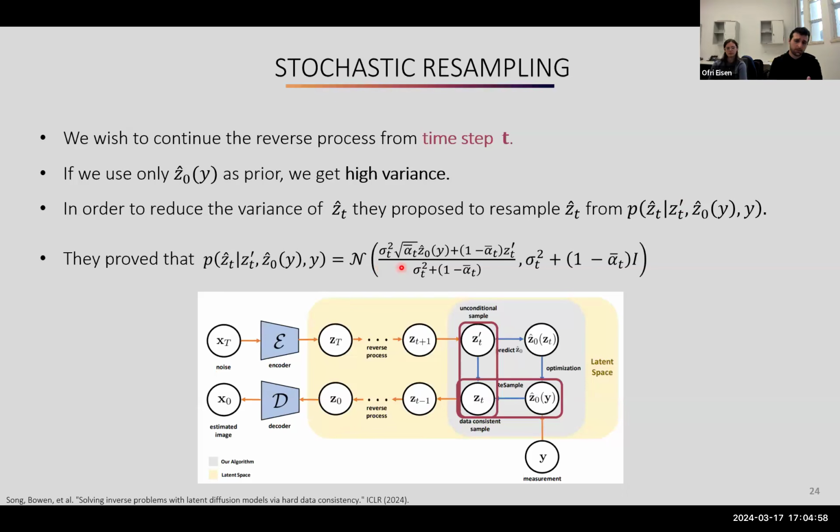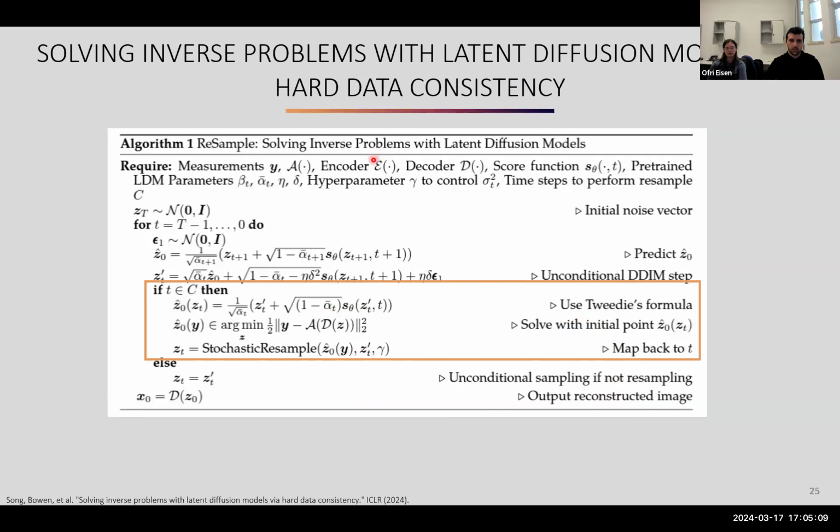Okay, once you get to ZT and you sample, obviously you resample from this distribution, you just keep going along the reverse process. So we know it can be a little bit confusing, so we will just do a quick recap.